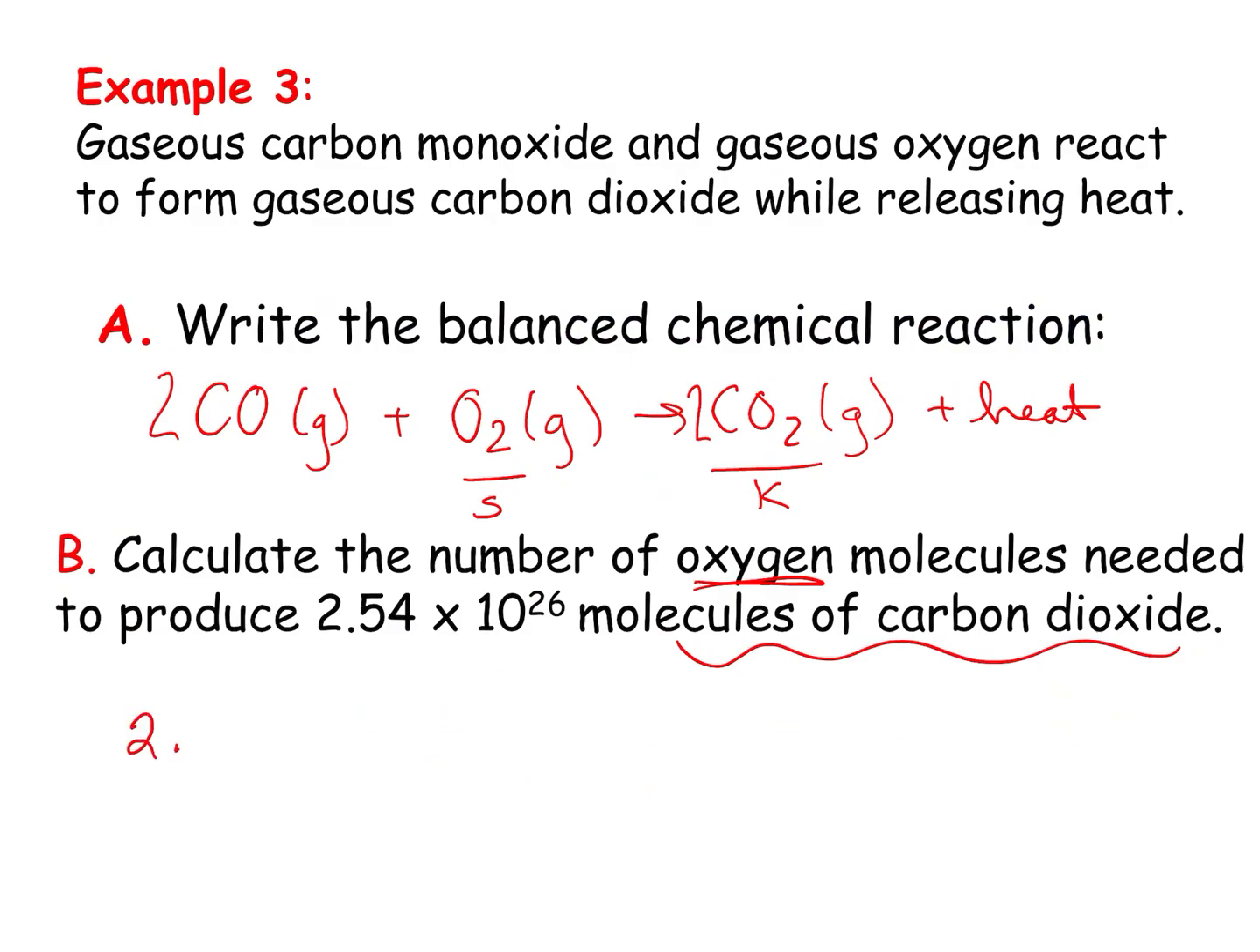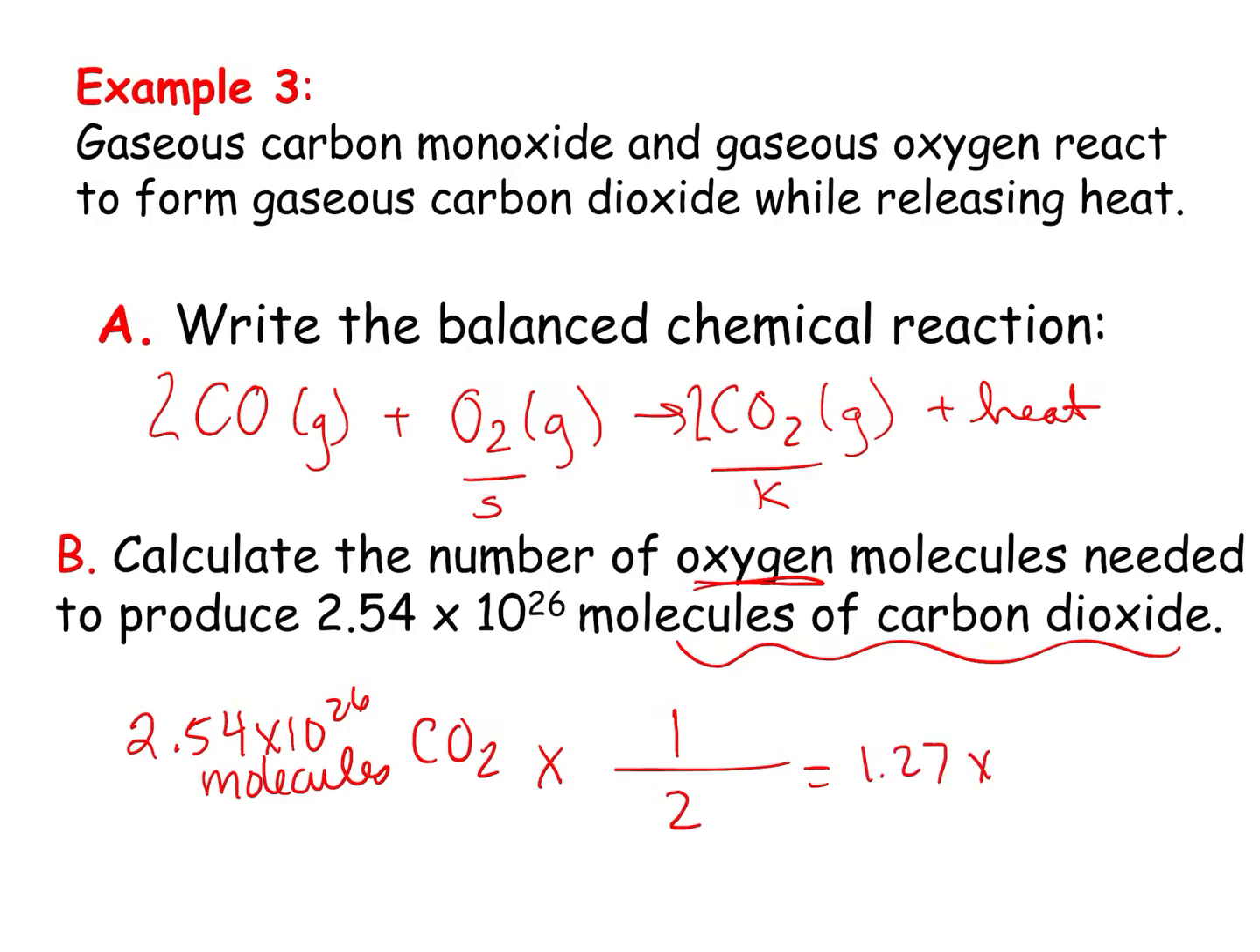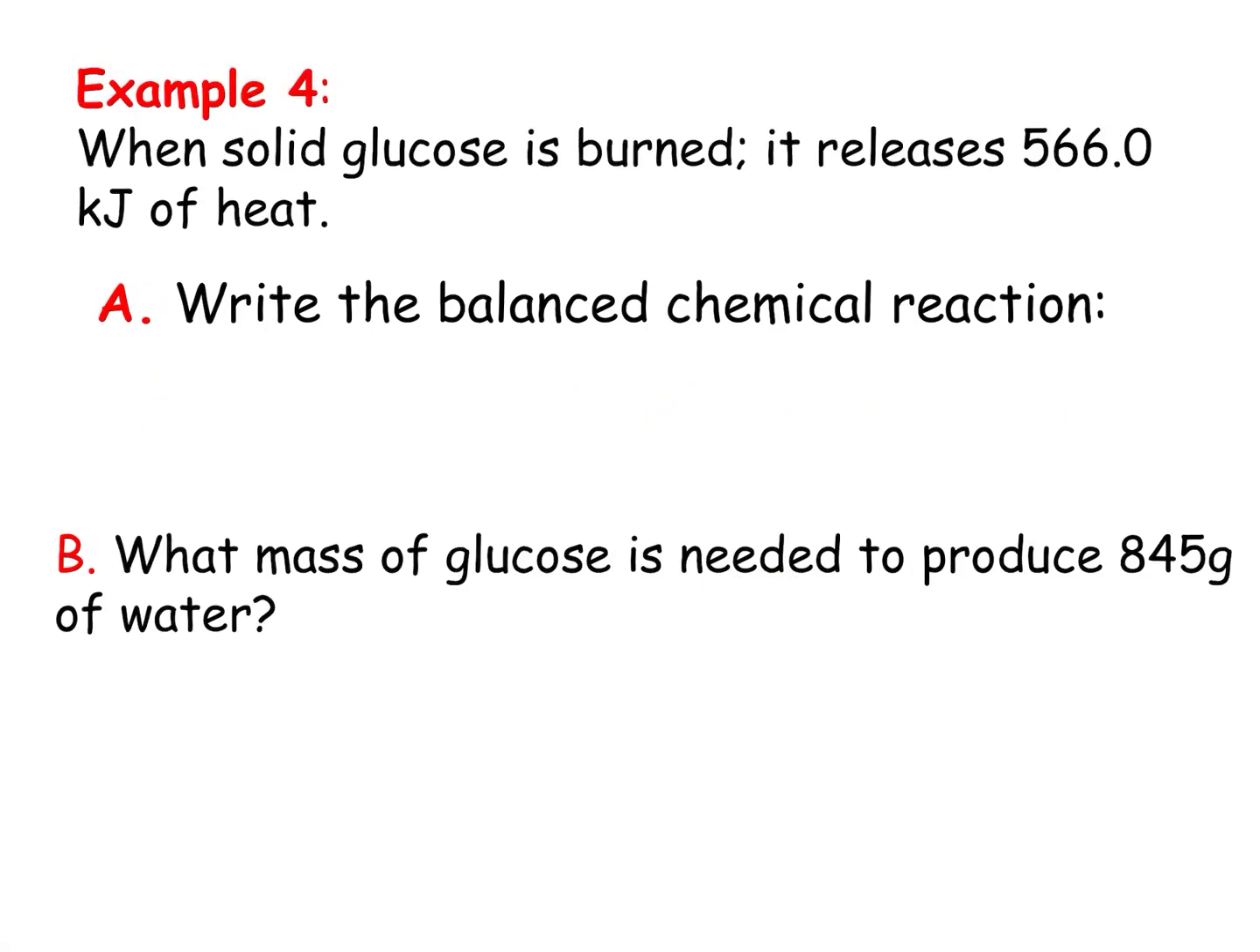So I start with 2.54 times 10 to the 26 molecules of CO2. And I'm going to multiply it by what I seek, the coefficient of oxygen, which is a 1, not written, over the 2, which is what I know. So I'm just going to do 2.54 divided by 2, and I get 1.27 times 10 to the 26. That hasn't changed. Molecules of O2. That's easy.